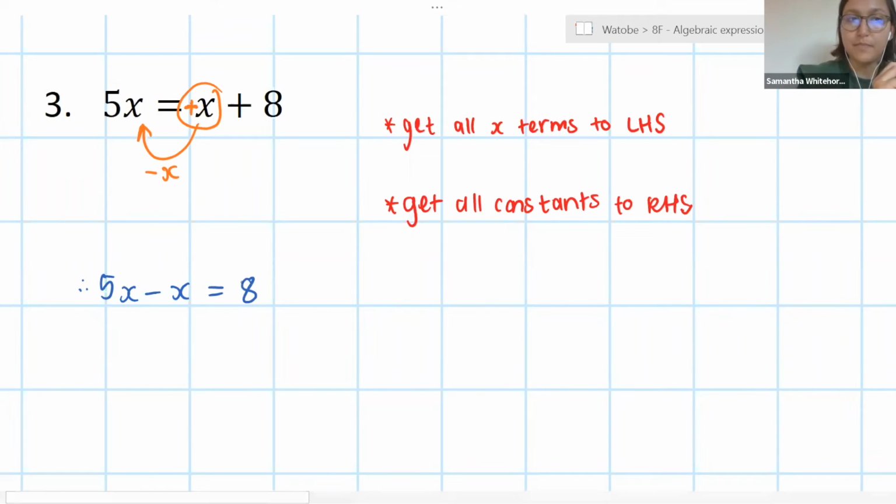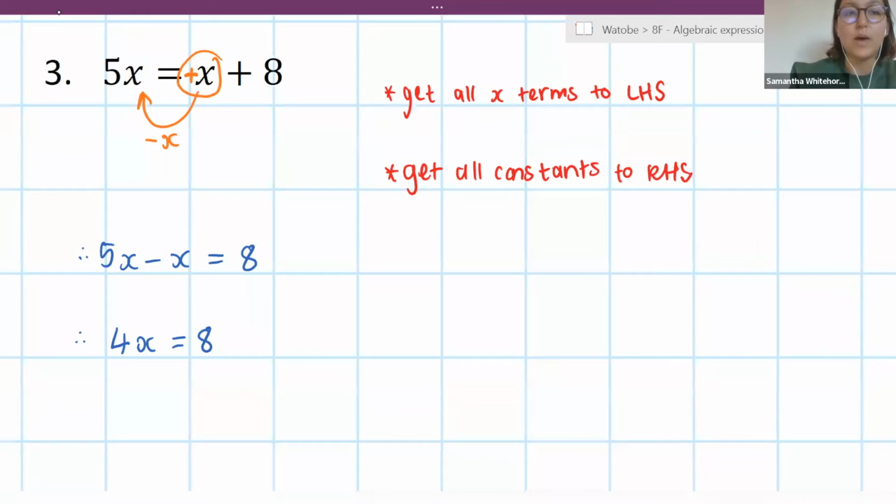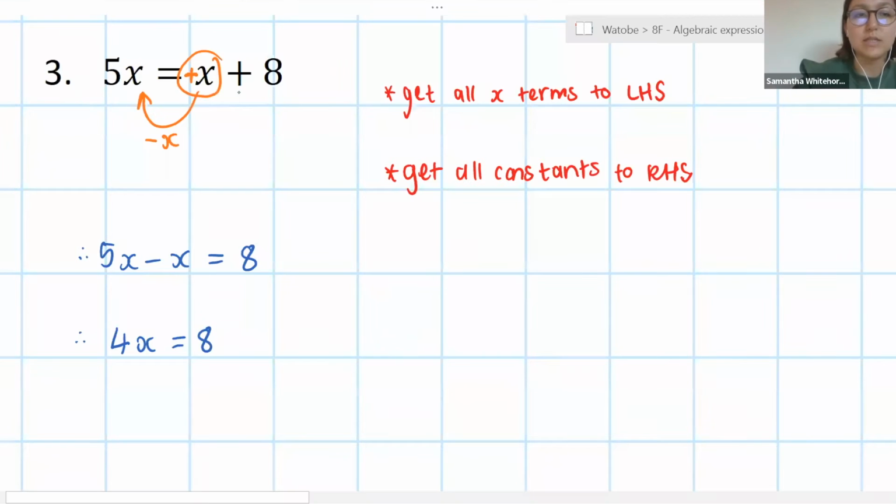Now on the left, I've got like terms because 5x and x are like terms, and I can subtract the x. So this becomes 4x is equal to 8. Now this is very similar to what we saw in example 1 and example 2, so we know how to do this. I don't want that 4 there. It was a times, so now it must become a divide by 4. But I must remember to do that on both sides to keep my equation balanced.